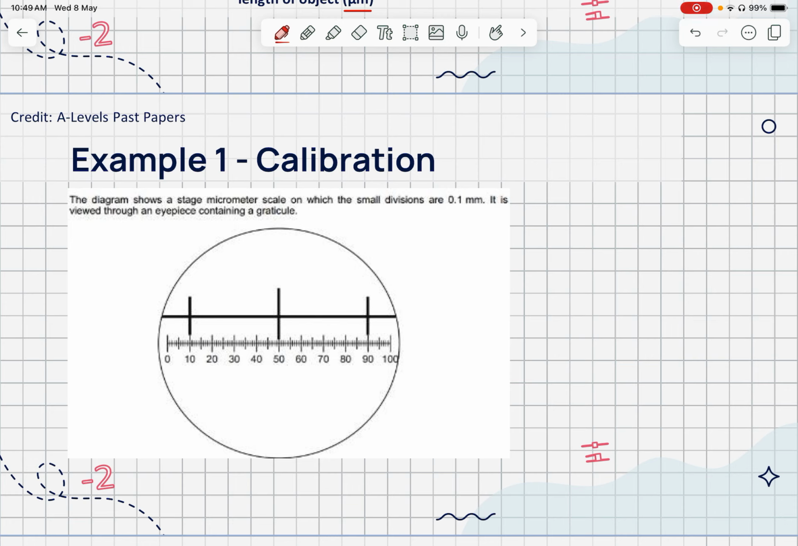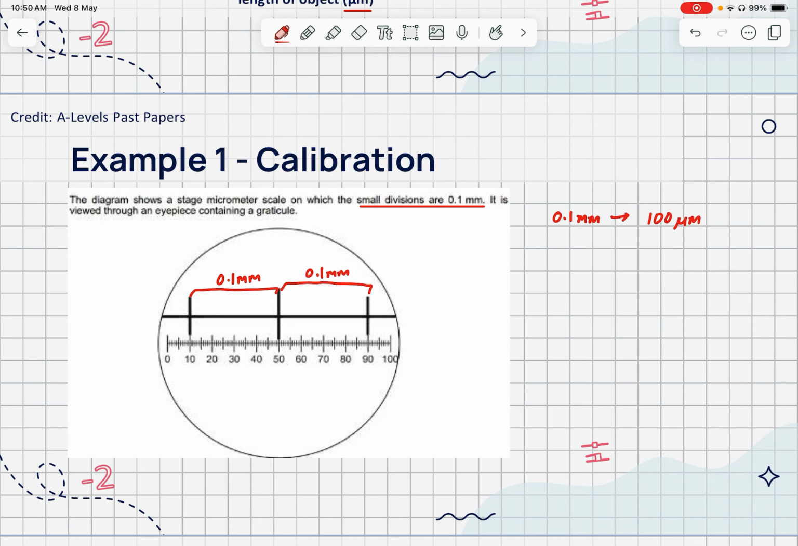So in this diagram, you can see that there is a stage micrometer division, because in the question it says that small divisions are 0.1 millimeters. What does it tell you? Between this point and this point, it is 0.1 millimeters. And from this point to this point is also 0.1 millimeters. So you want to convert 0.1 millimeters into micrometers, which is equal to 100 micrometers.